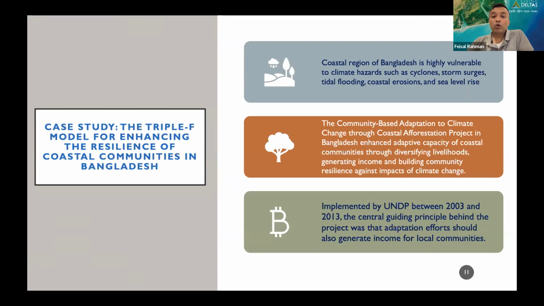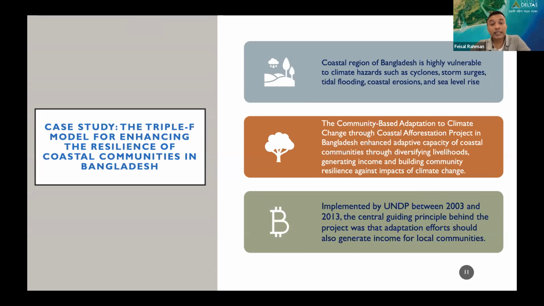Essentially, coastal Bangladesh is highly vulnerable to climatic hazards such as cyclonic storm surges, tidal flooding, and coastal erosion. And the community-based adaptation project to climate change through coastal afforestation, which is the full name for the FFF project, was developed to enhance the adaptive capacity of coastal communities through diversifying their livelihoods, providing opportunities for income generation, and building community resilience against those impacts that we mentioned in the first bullet. This particular project was implemented by UNDP between 2003 and 2013.